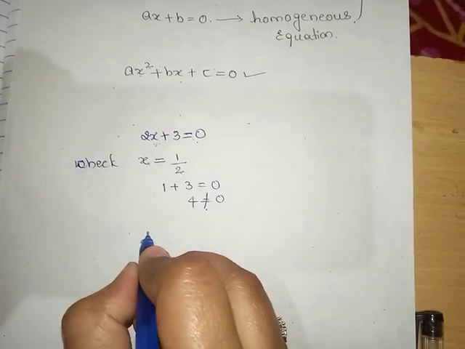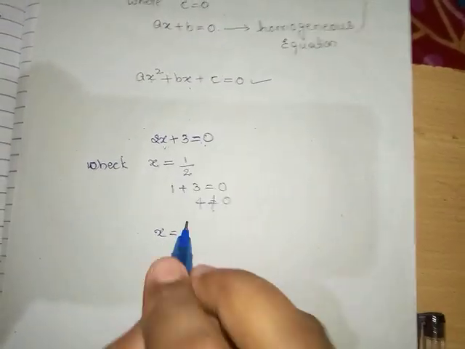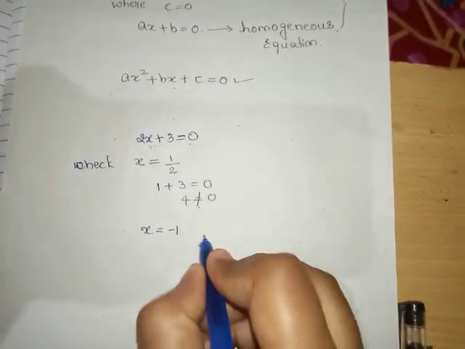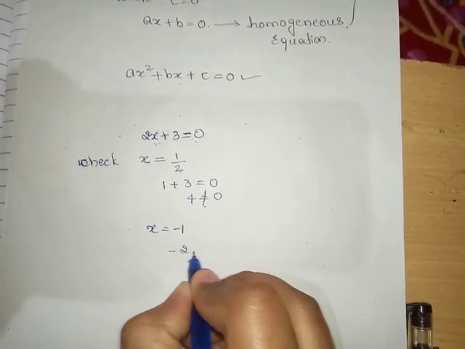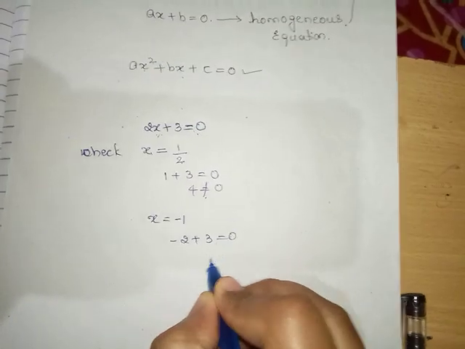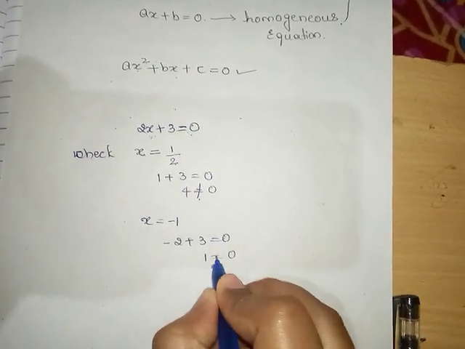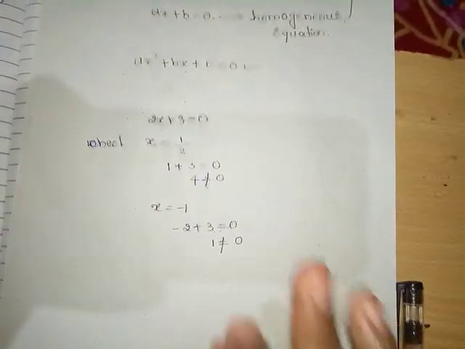Next, I will consider x as minus 1. Then it will be minus 2 plus 3 is equal to 0. It will be 1 is equal to 0, which is not true.